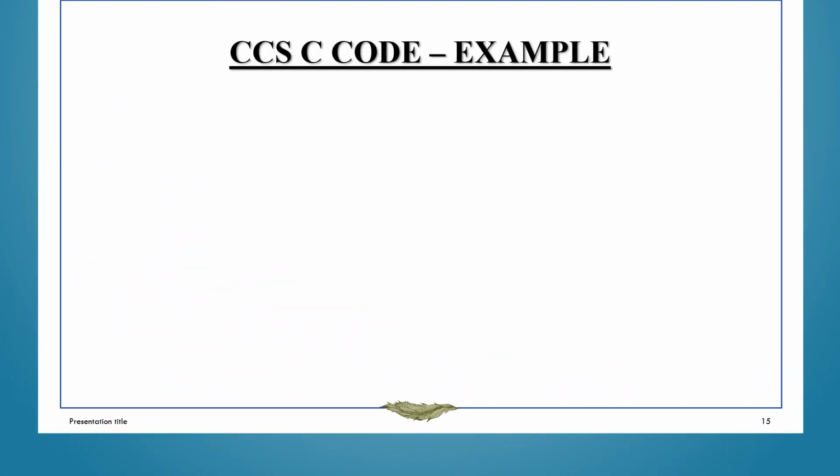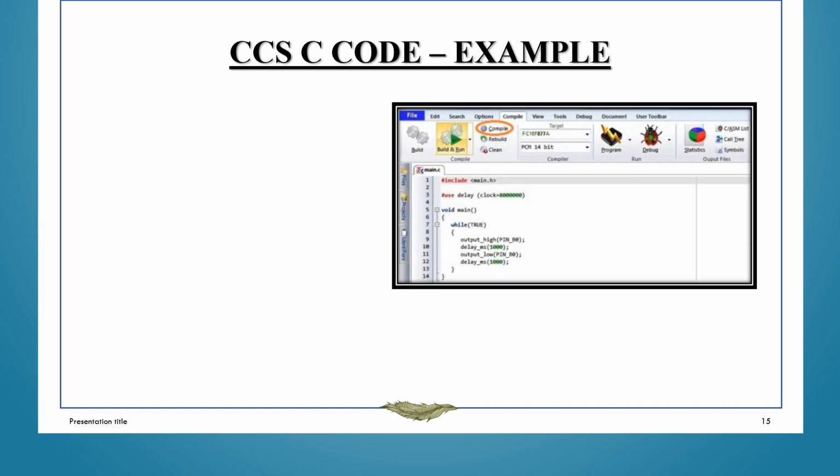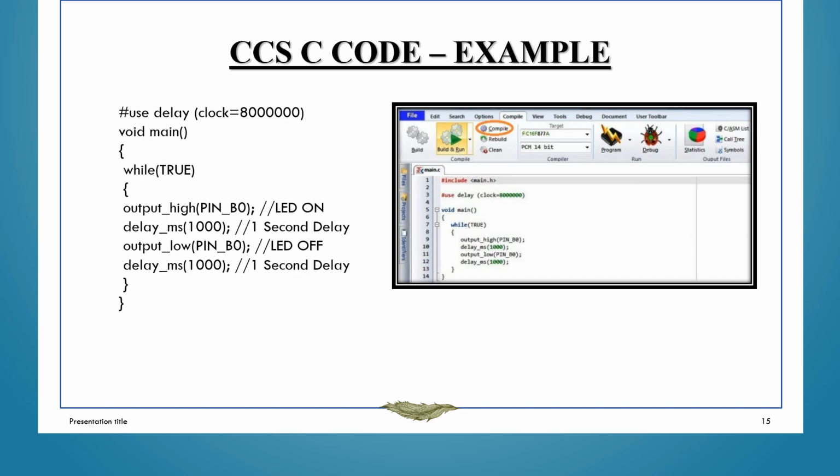Here is our CCS C code example. I have taken an LED on off example where we have compiled the code through the C programming language where the LED will be on and off.